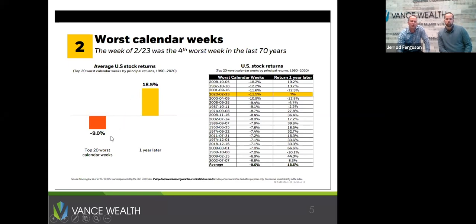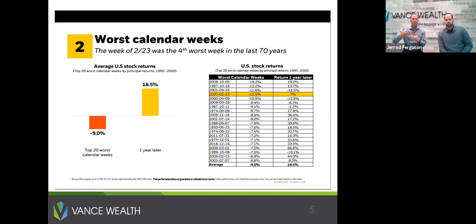When we've had periods like this, they went back and looked at this research through BlackRock and wanted to see the top 20 worst calendar weeks over the last 70 years. If I took those top 20, and then asked a year later, how did the market do? In those top 20 worst weeks, the market lost 9%. And one year later, the recovery on average is up 18.5%. So again, coming back to this idea that markets have sold off, the bad news is out there.